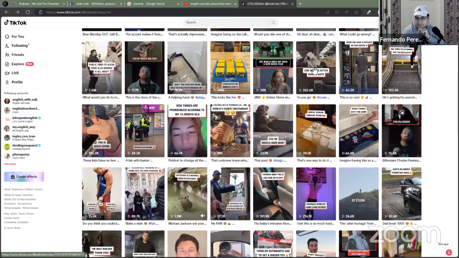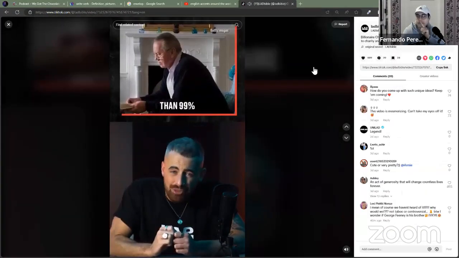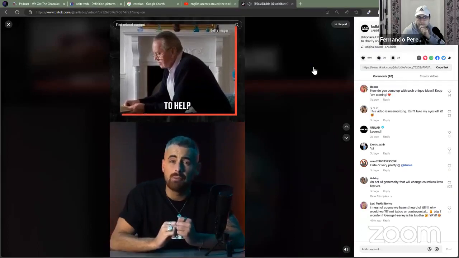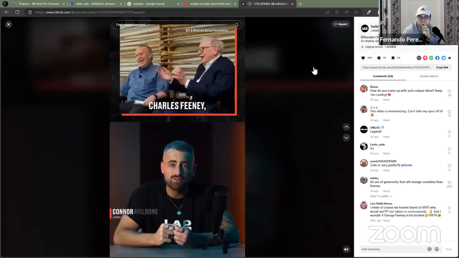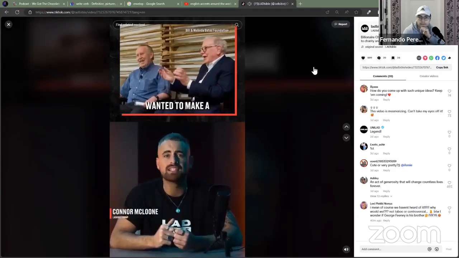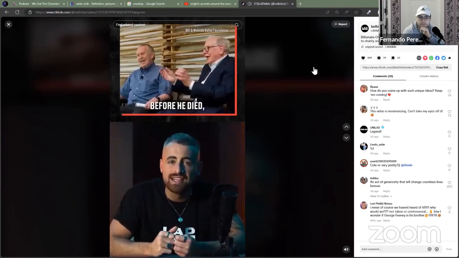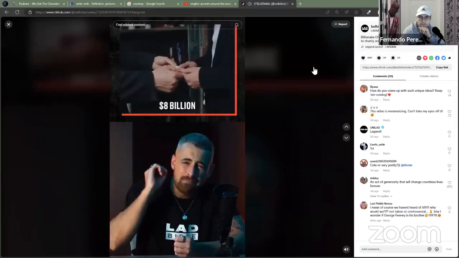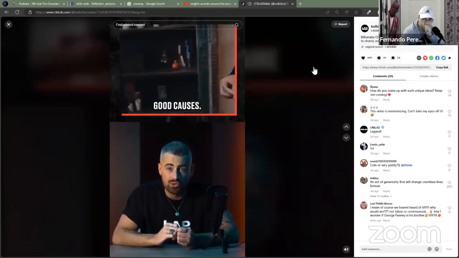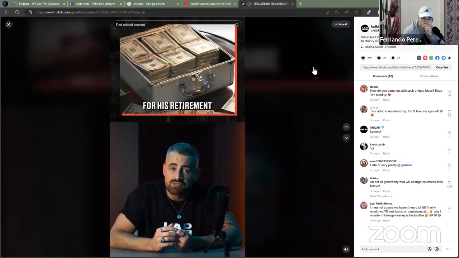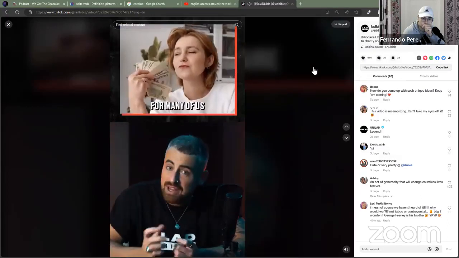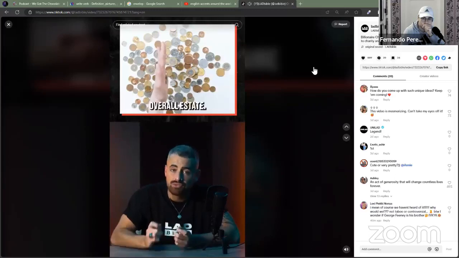What about this one? This billionaire donated more than 99% of his wealth to help underprivileged kids go to university, and not many people have heard of him. Charles Feeney, known as Chuck, wanted to make a difference to the world before he died, secretly donating more than $8 billion to what he considered good causes. He kept around $2 million for his retirement in a small rented apartment in San Francisco, a massive amount for many of us, but a tiny fraction of his overall estate.